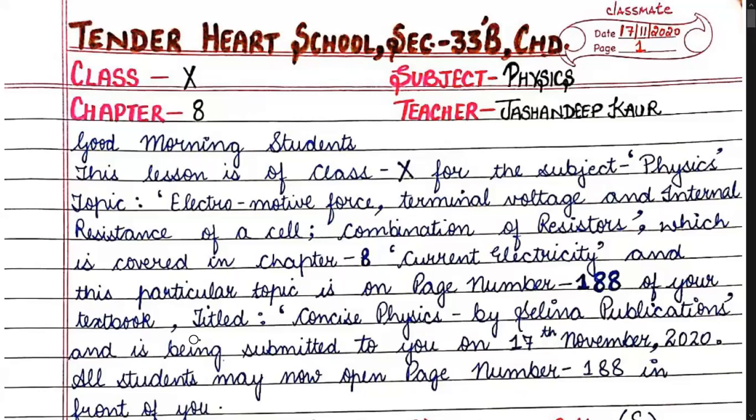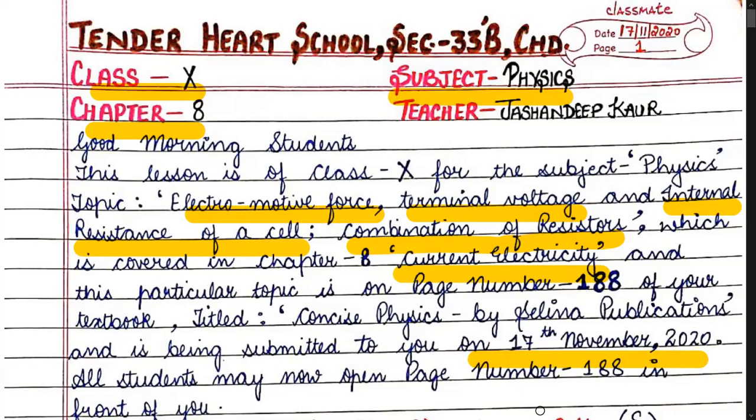Good morning, students. This lesson is of class 10th for the subject of physics, topic electromotive force, terminal voltage, and internal resistance of a cell and combination of resistors, which is covered in chapter 8, that is current electricity, and this particular topic is on page number 188 of your textbook titled Concise Physics by Selina Publications and is being submitted to you on 17th November 2020.